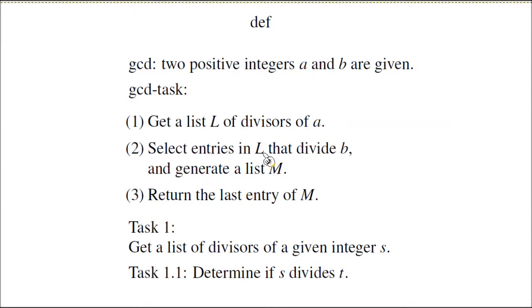That's probably how you think about it in the first place. And then going through that list L, we're going to select those that divide b, and not only selecting, we'll put them in some list called M. So we select those that divide b. Because of the way we generated this L, it is in increasing order, so the last entry must be the largest one, and that's the greatest divisor.